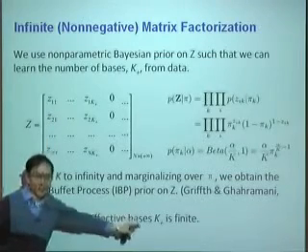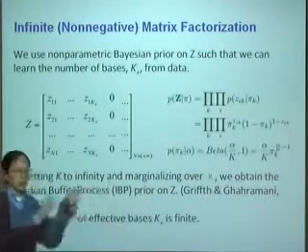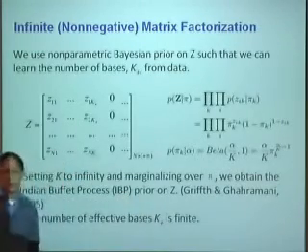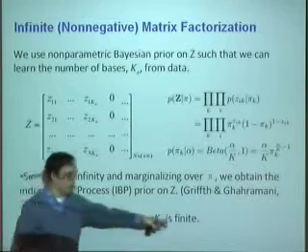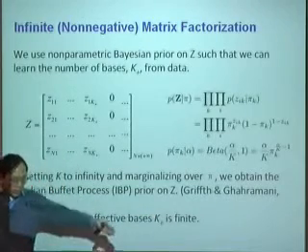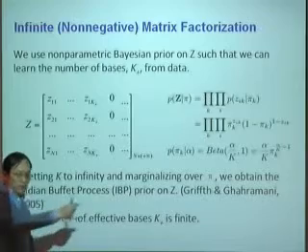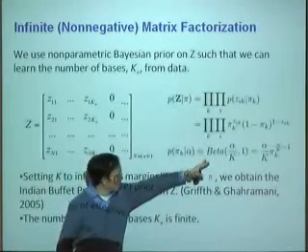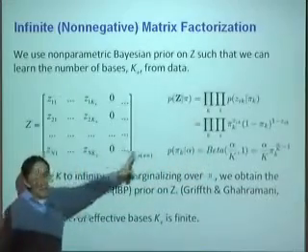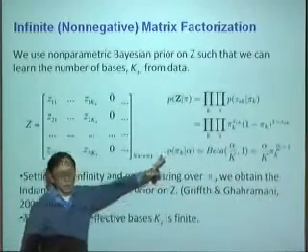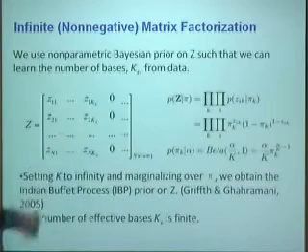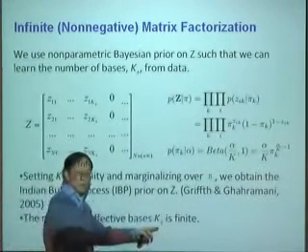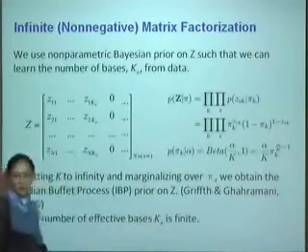the effective basis, the number of effective basis, in other words, only a finite number of columns of Z will be non-zero columns. And this number is finite because normally you don't need an infinite matrix to explain a finite number. So even if the matrix has an infinite number of columns, many of them will be all zeros. Only a finite number of them are non-zero. We call it K plus. So we define a method that also learns K plus automatically from data.